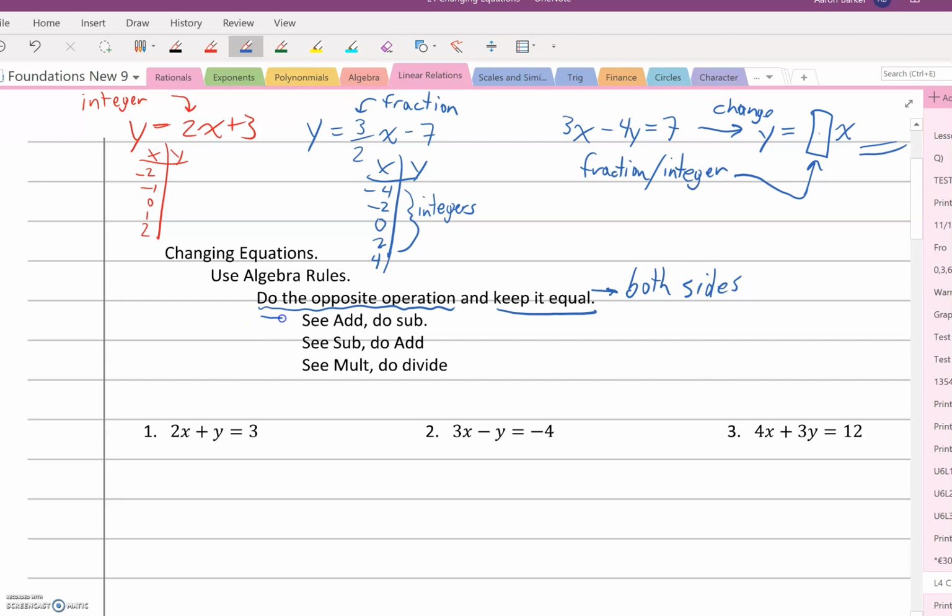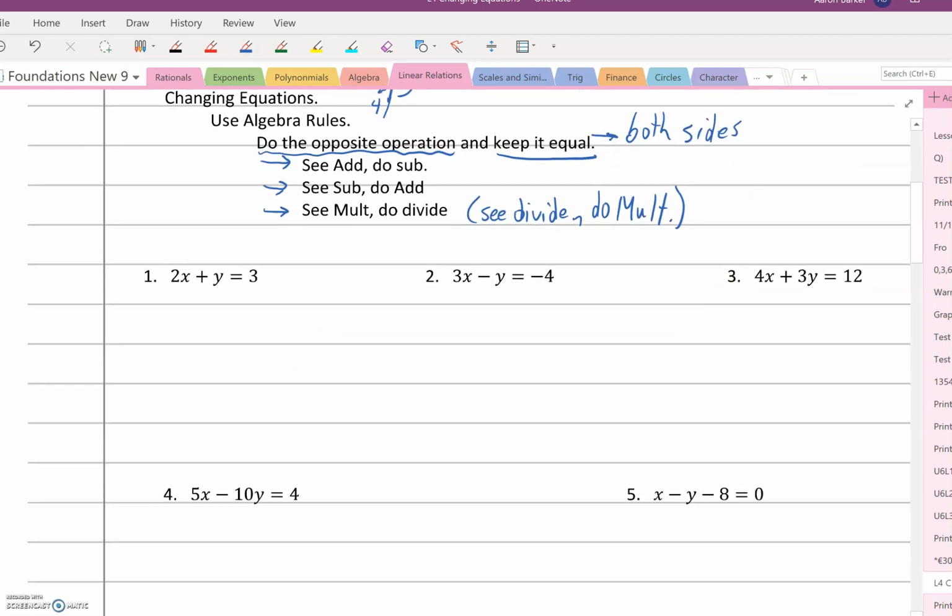So our opposites are, if you see addition, you do subtraction. If you see subtraction, you do addition. If you see multiply, you do divide. There is, of course, if you see divide, then you should do multiply. But we actually have some more techniques because you're going to have fractions when you see that. And we'll be talking about fractions next year in grade 10. Okay, don't worry about them now.